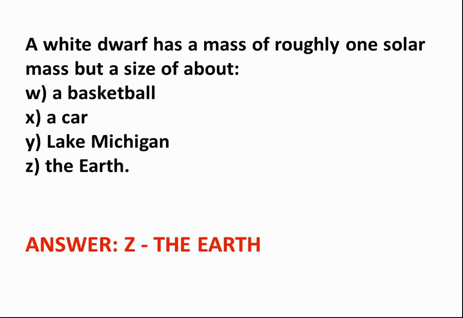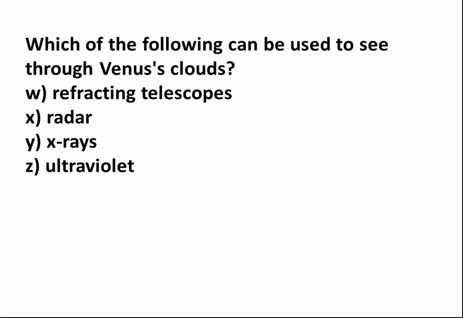Answer: Z. The Earth. Which of the following can be used to see through Venus's clouds? W. Refracting telescopes. X. Radar. Y. X-rays. Z. Ultraviolet. Answer: X. Radar.